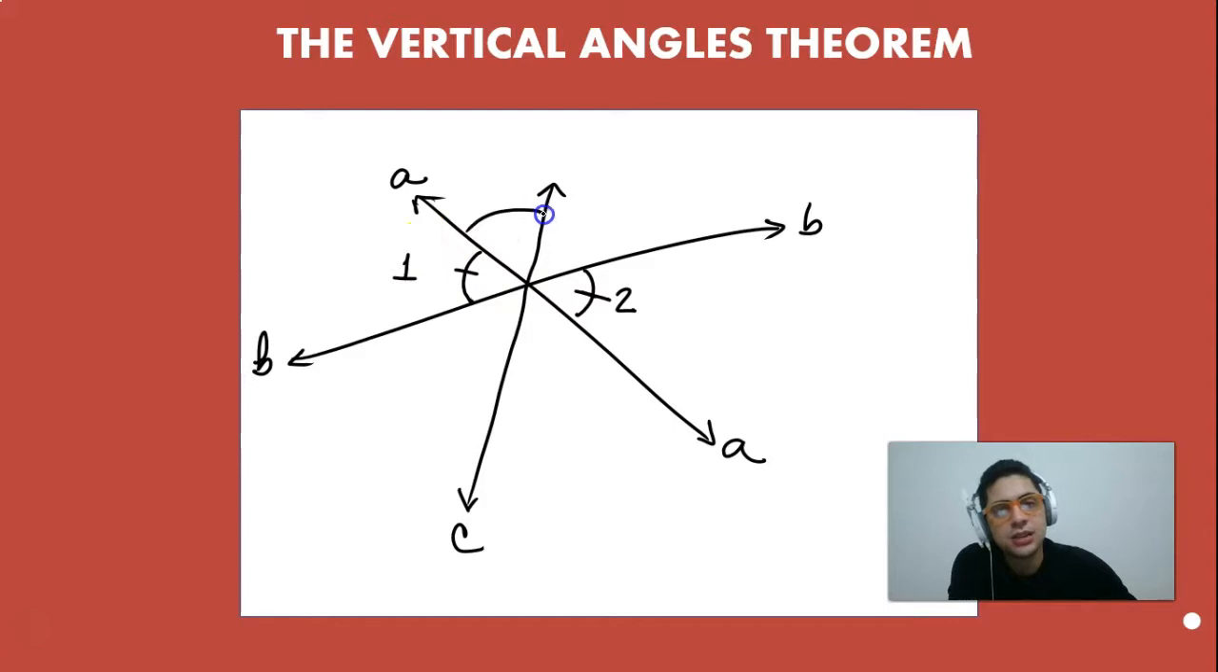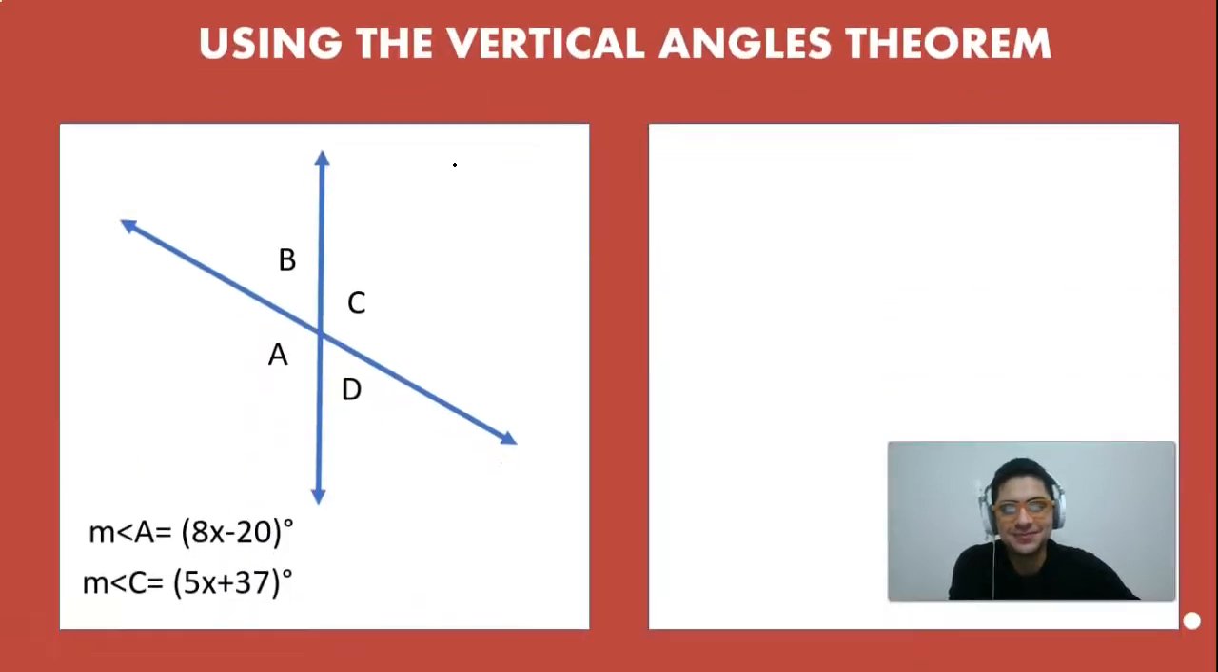Same goes for this angle right here. This angle is going to be vertical with this one. They're going to have the same measurements. And then this one right here is going to have the same measurement as this one. So those angles are vertical angles and their measurements are the same. And because their measurements are the same, we can say that they are congruent.